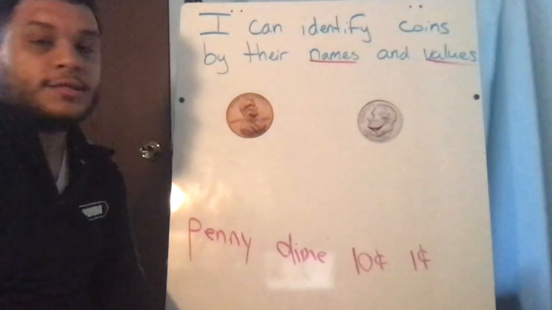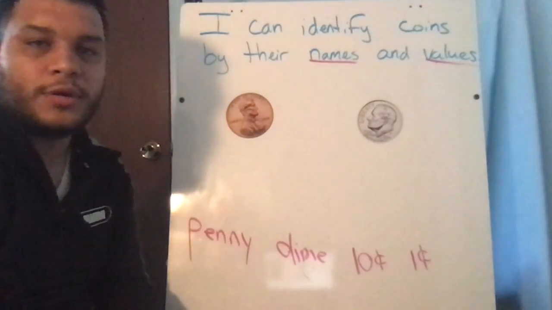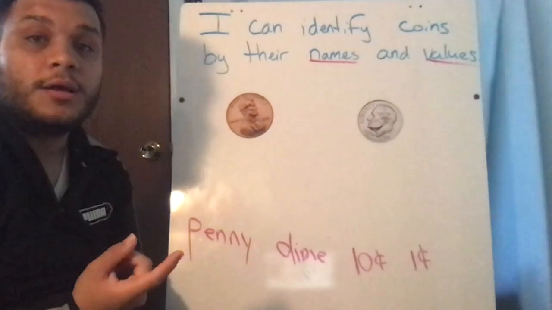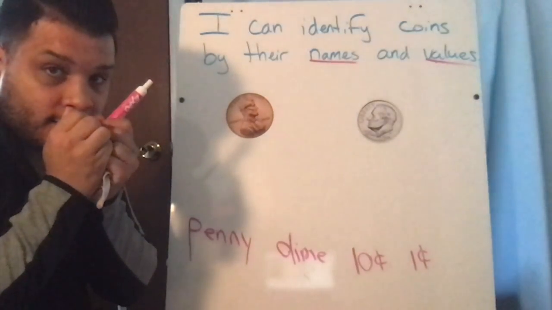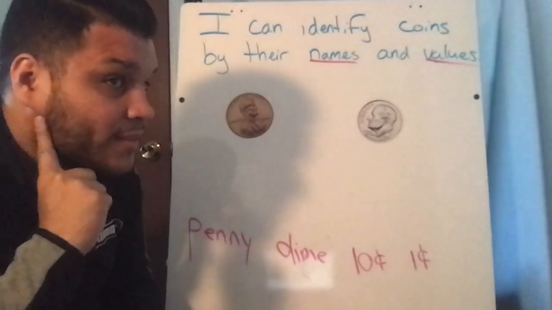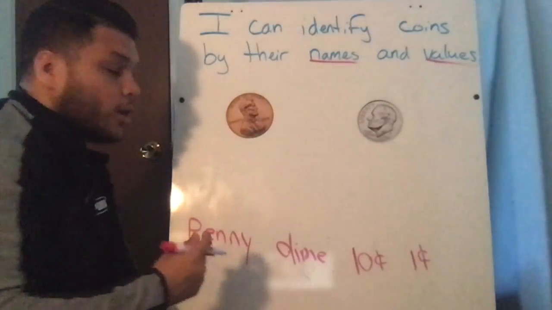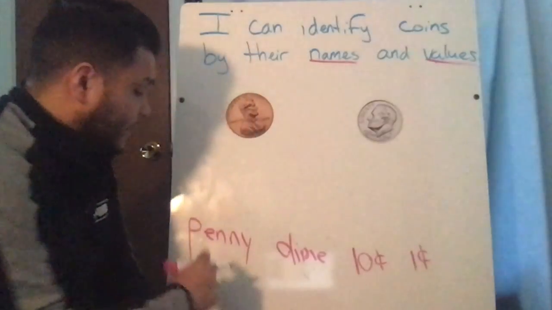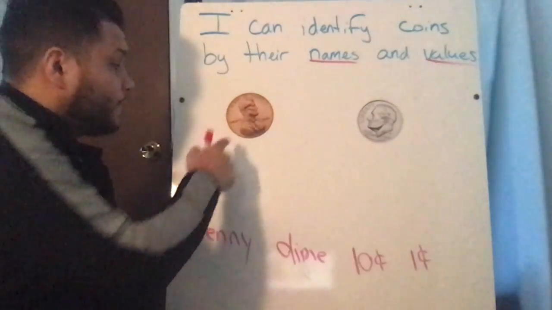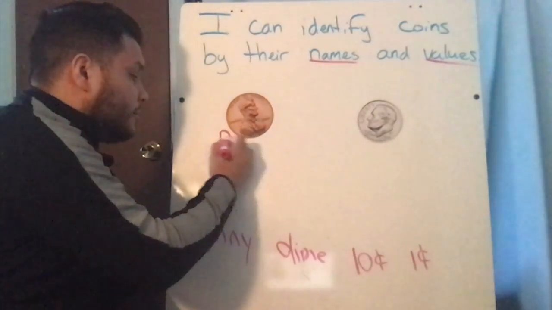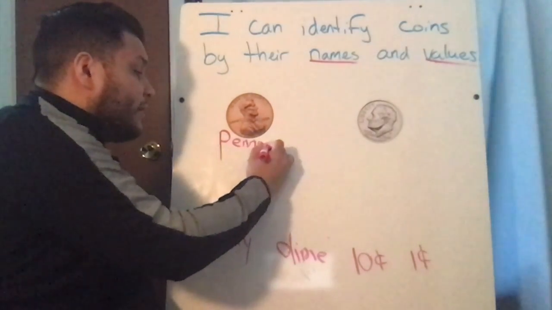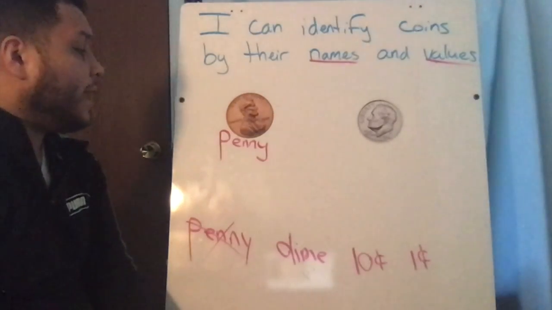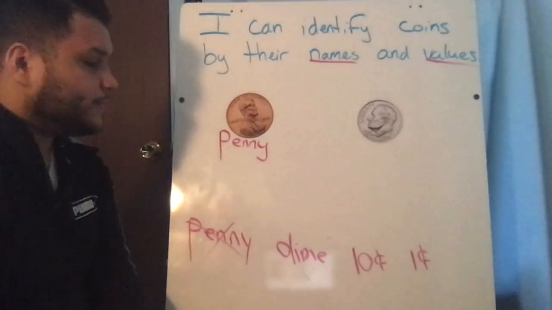Let's start off with this coin. What do we call this coin? Let me hear you say it. Whisper it in your hand. Say it one more time. Yes, this coin is called a penny. I'm going to look for the word here that starts with that P sound. Penny. I've identified this coin by its name. I'm going to put an X there so that I remember that I've already used this.